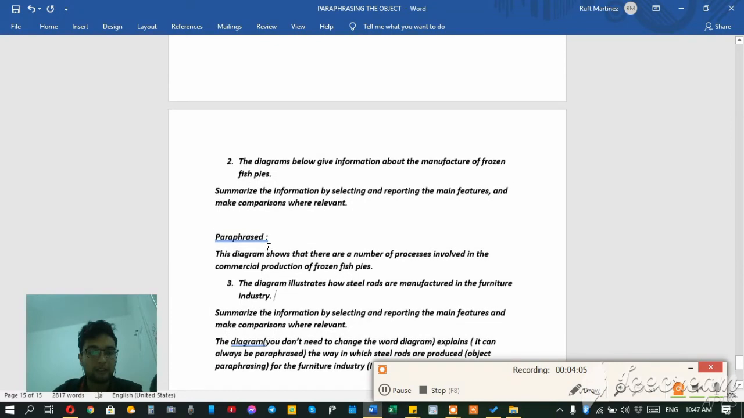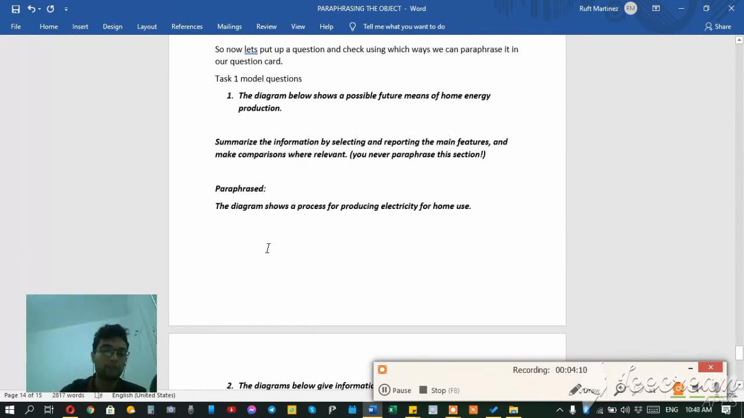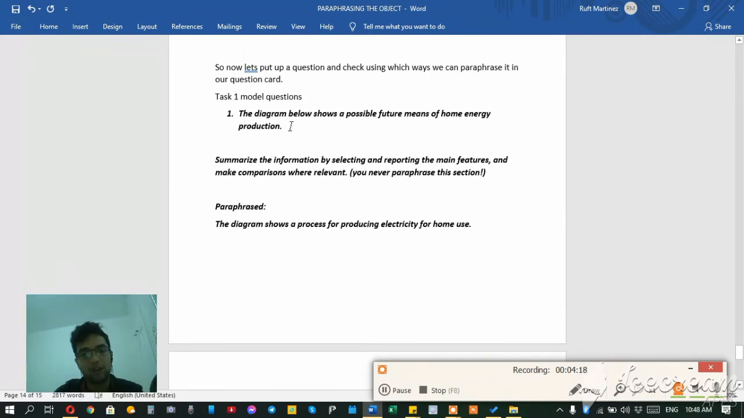So let's check out how we can paraphrase them using all these tips and tricks above. And I write the paraphrased version as well. I'm going to write three of them and I'll show you how to use them. So let's check out the first one. The diagram below shows a possible future means of home energy production. Again, you read the question again to understand the main idea better.